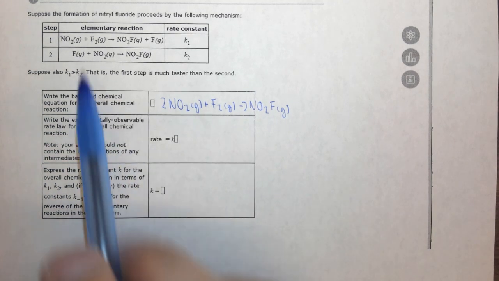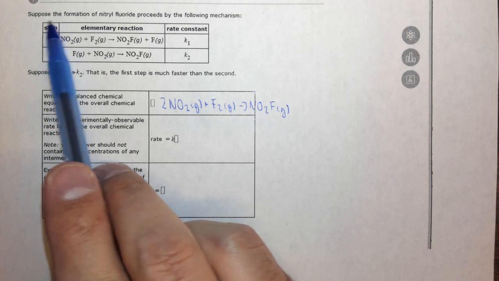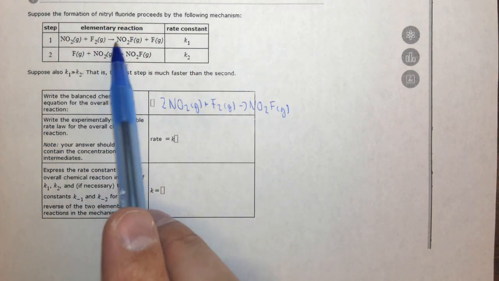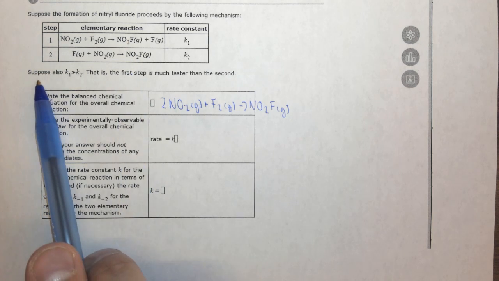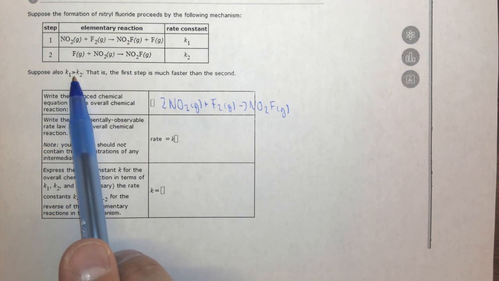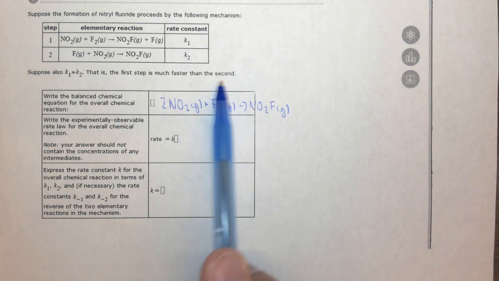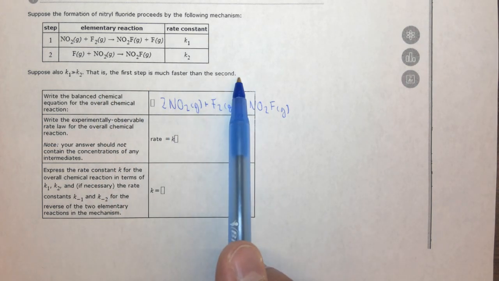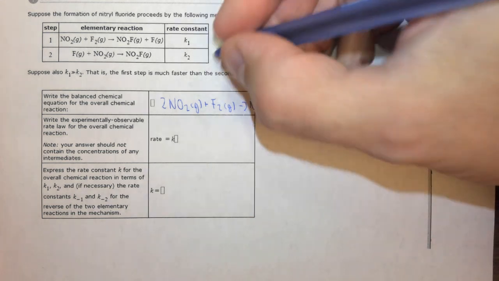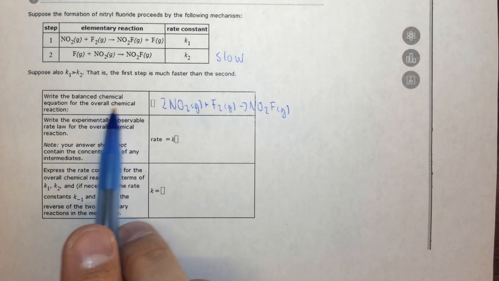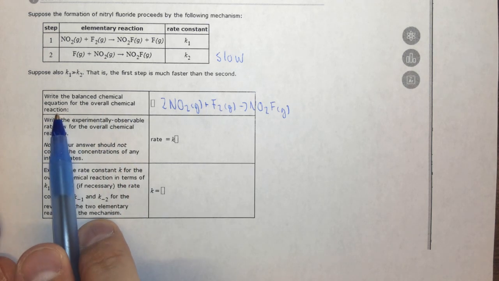In this question, suppose the formation of nitryl fluoride proceeds by the following mechanism. We have step 1 and step 2. It says, suppose also k1 is much, much greater than k2. That is, the first step is much faster than the second. So in this case, the second step of the mechanism is the slow step. It says, write the balanced chemical equation for the overall chemical reaction.